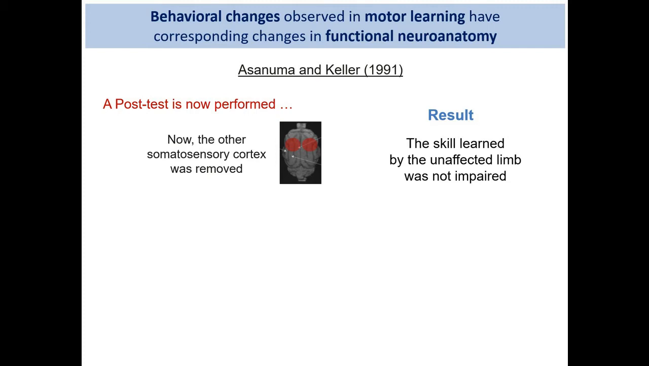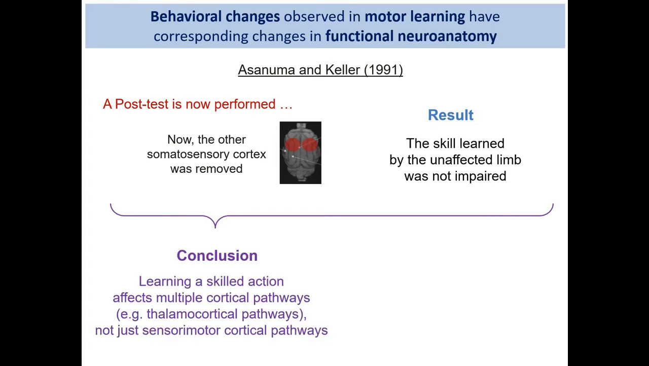In summary, the first part of this research is telling us that removing the somatosensory cortex stops the wrist supination skill from being learned. The second part of this research is now showing us that once the skill has been learned, removing the somatosensory cortex does not impair the ability to perform that skill. What can we conclude from this? In simple terms, we're seeing that the somatosensory cortex is necessary for learning a motor skill, but it is not necessary for performing an already learned motor skill.